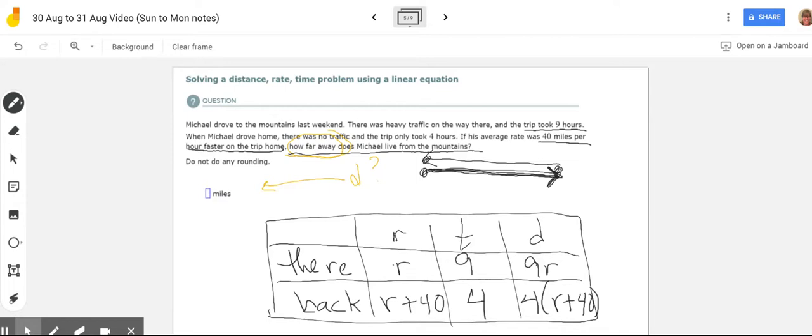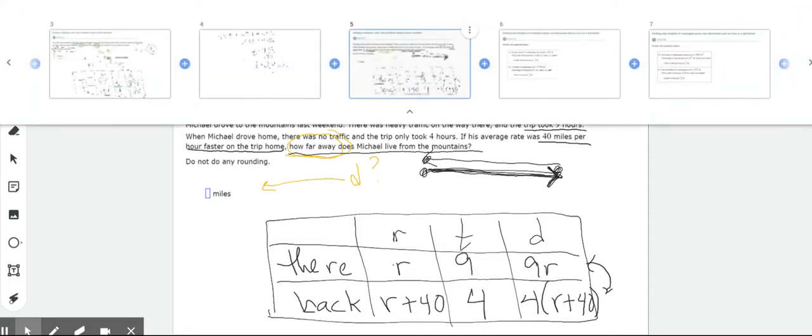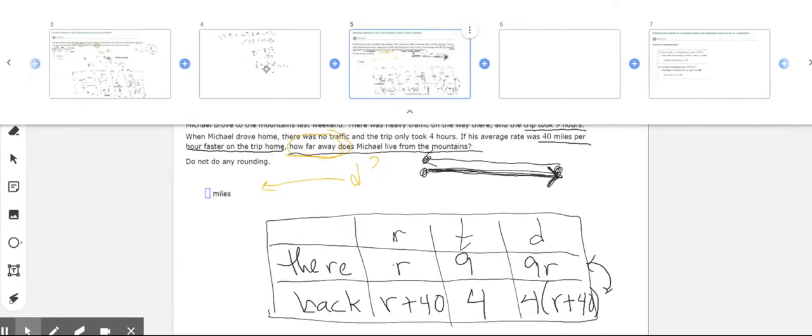All right, what do you know about the distance there and the distance back? They are equal. Okay, so that's how you set up your next equation. They are going to be equal. So let's go ahead and do that. Okay, and let's go back. It's 9R equals 4 times R plus 40.